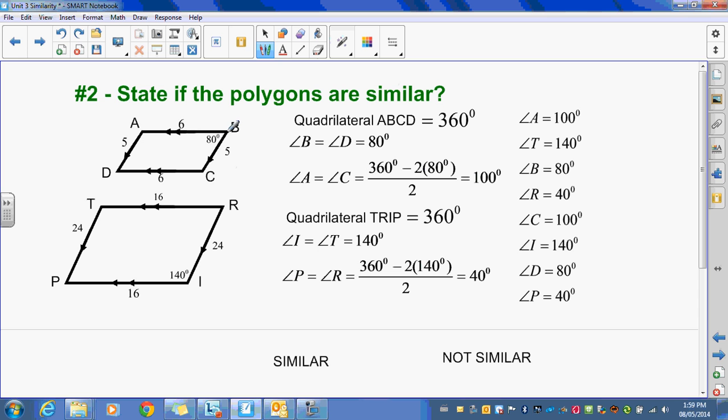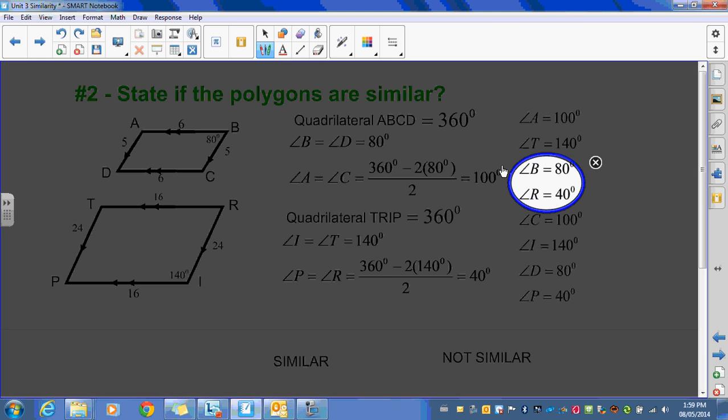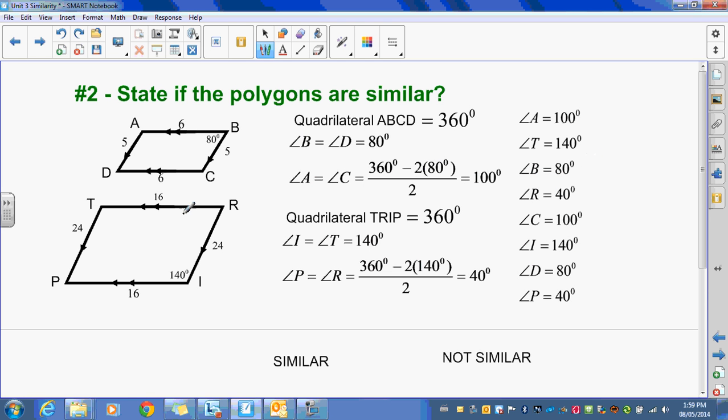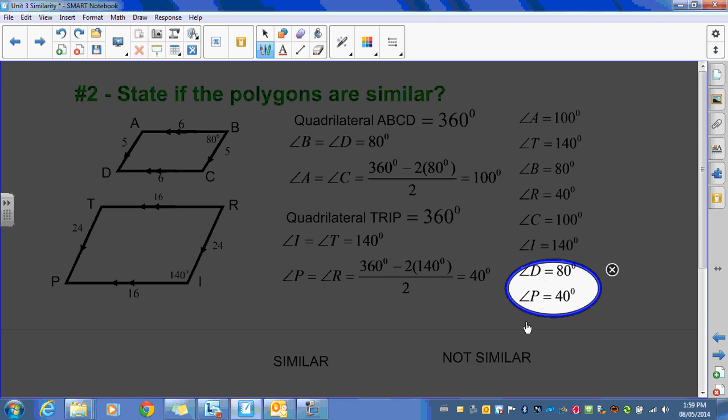Now we can take a look at another pair of corresponding angles. We have B and R. So let's compare them. Now, are those two angles congruent? No, those two corresponding angles are not congruent either. Now we need to compare C and I. And when we compare C and I, we see that those are not congruent either. And when we compare D and P, we see that those are not congruent either.